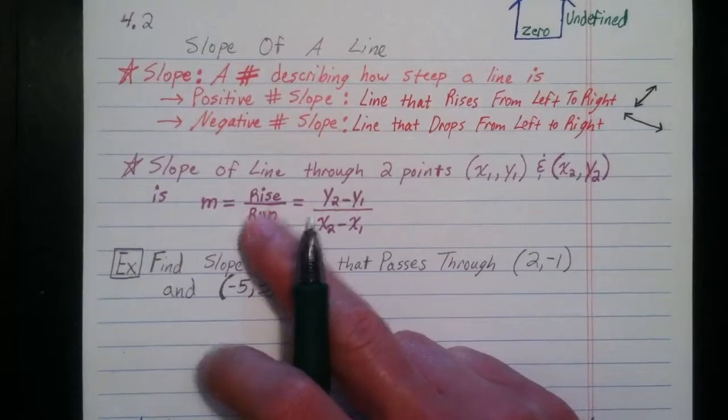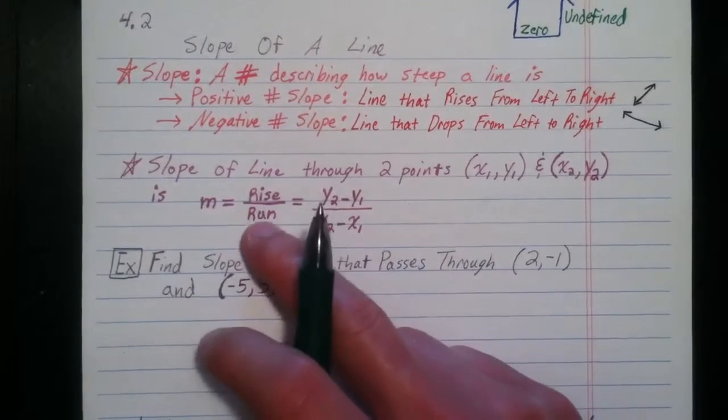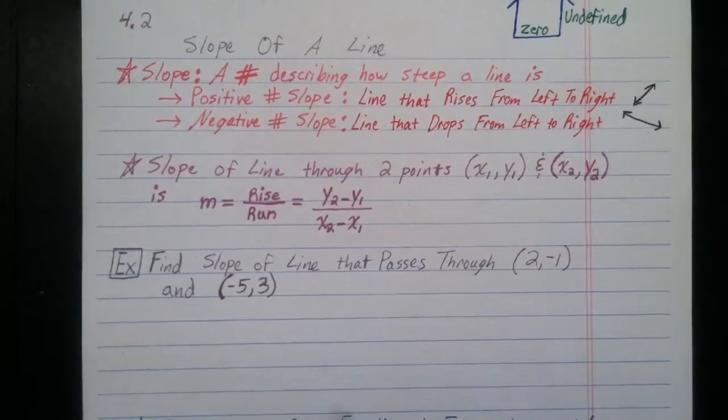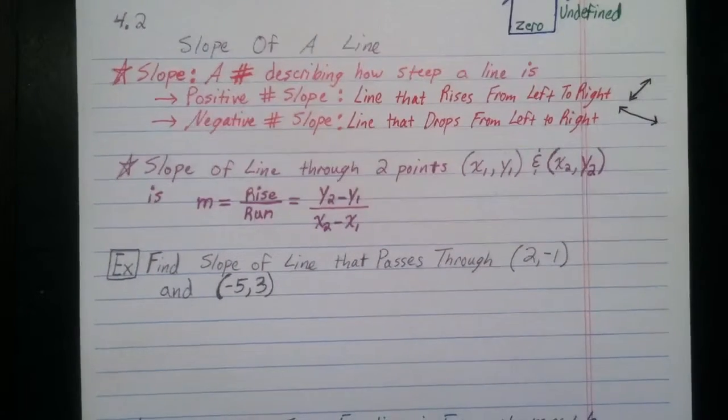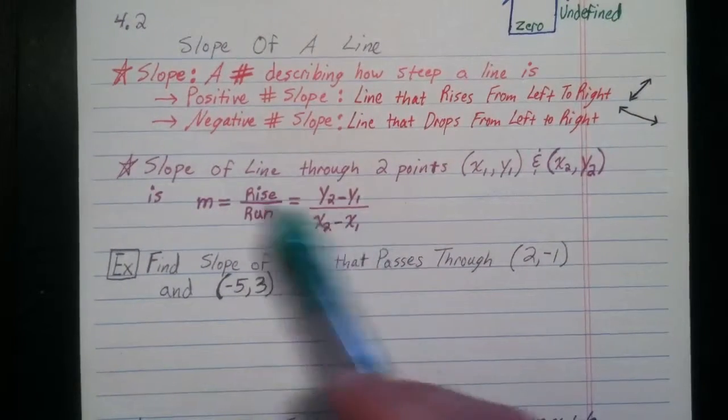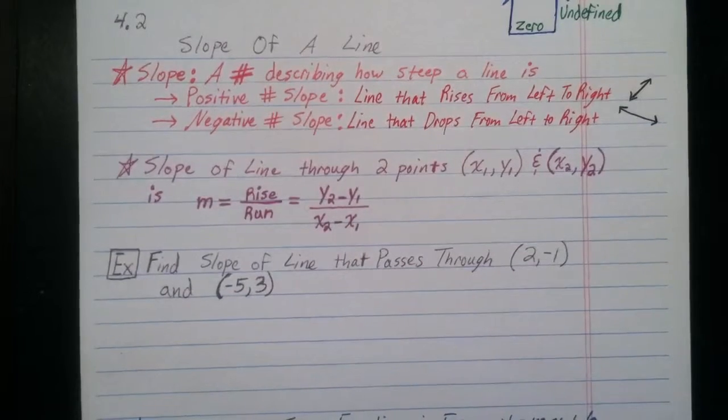Okay, that's a more mathematical algebra approach. We also can think of slope as rise over run. This is more useful if you're really looking at the graph of the line. So we're going to look at a couple examples where we actually have to find the slope, and we're going to use both of these methods.